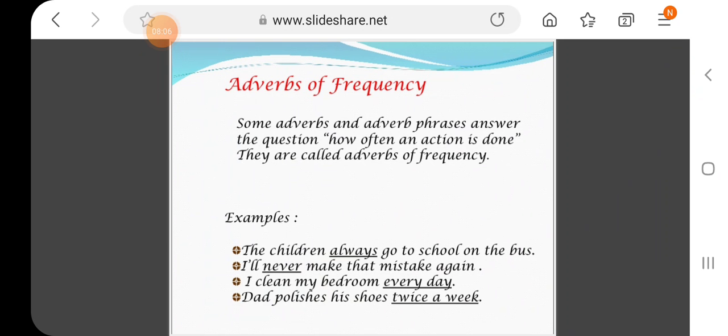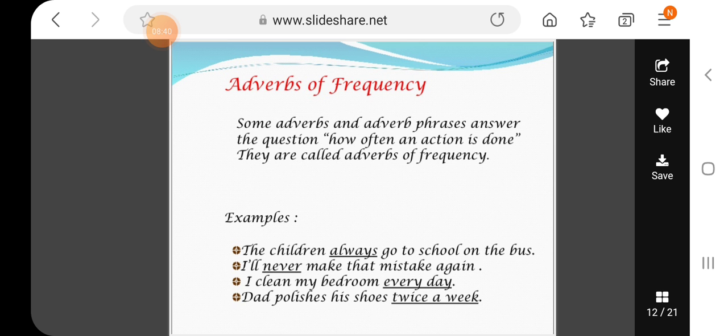Frequency means how frequent, कितनी बार, how often an action is done, कितनी बार कोई action किया जाता है. So they are called adverbs of frequency. The children always go to school on the bus. Always is the adverb of frequency here, that they always, regularly go to school. I will never make that mistake again. So never tells you never ever. So it also focuses on how often it will be done in future. Dad polishes his shoes twice a week. So these words tell you how many times or how often an action will be performed. That's why we call them adverbs of frequency.